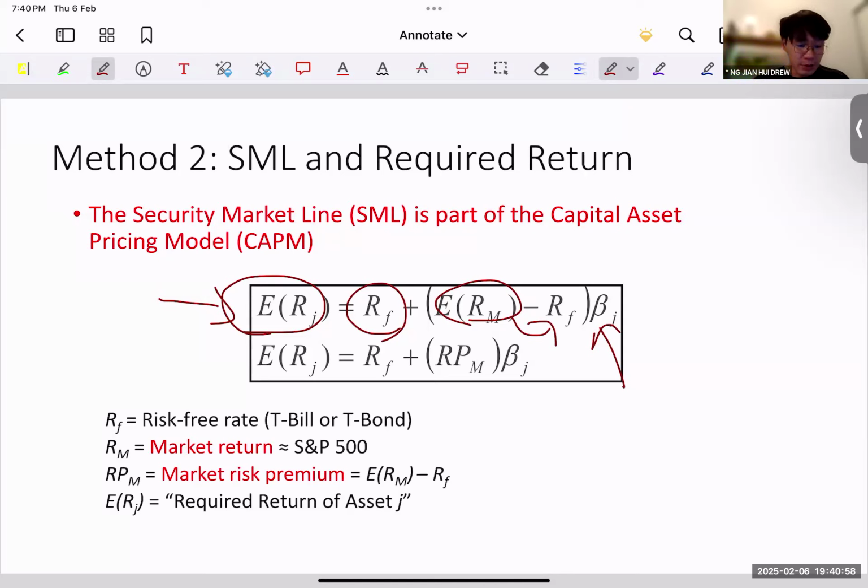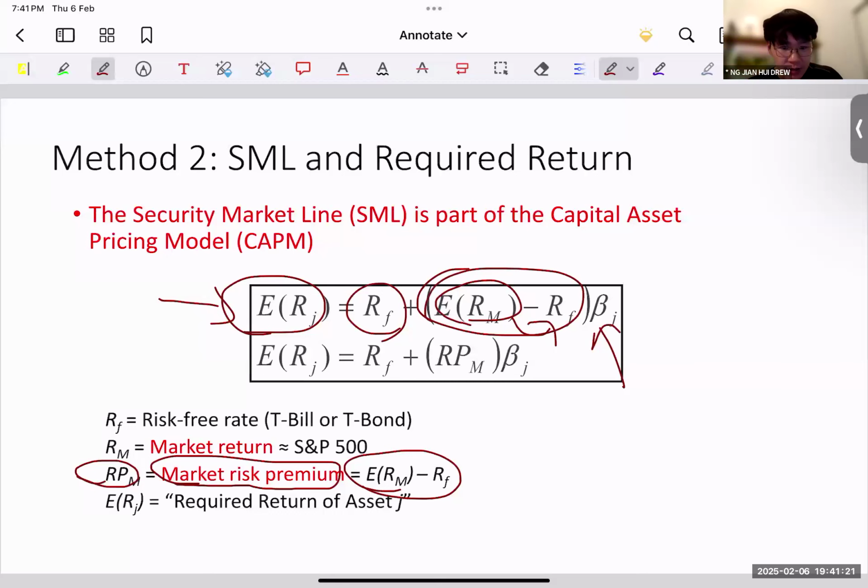Now, there's a very important part to take note of. When you read the question, please be very careful what they're giving you. Are they giving you market risk premium? Market risk premium means that they already give you the value of the expected return on the market minus the risk-free rate. So that's the market risk premium, right? If they give you market risk premium, it means they are giving you this chunk of things here. I use a different color. They're giving you this thing. So you just take the value of the market risk premium multiplied by beta and add your risk-free rate.